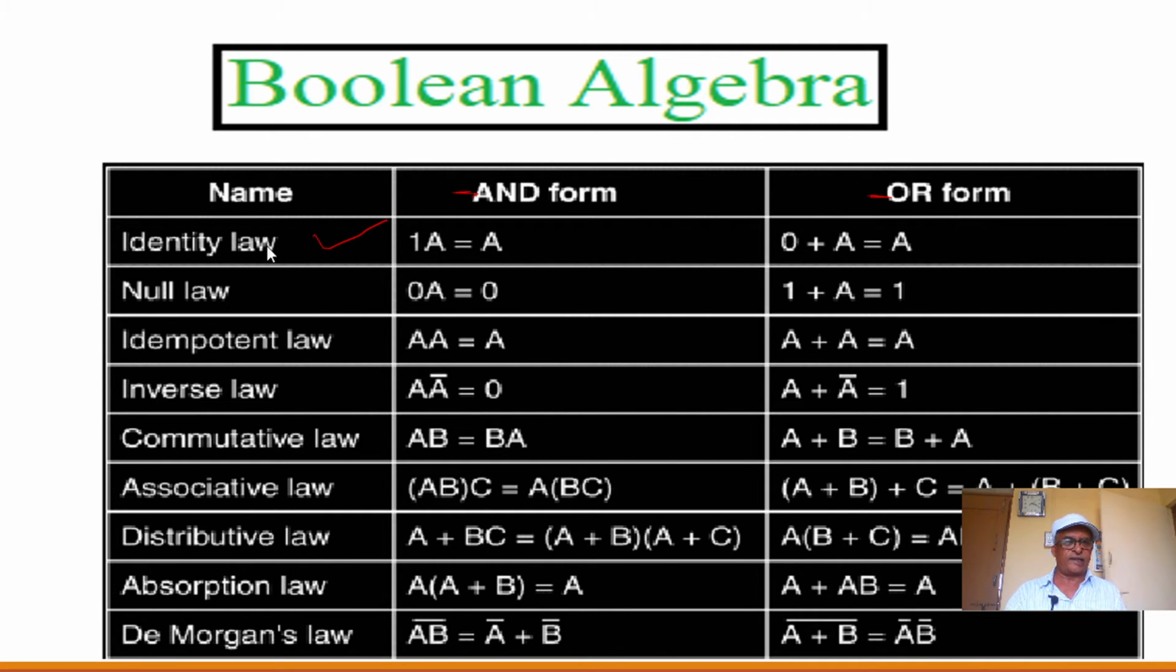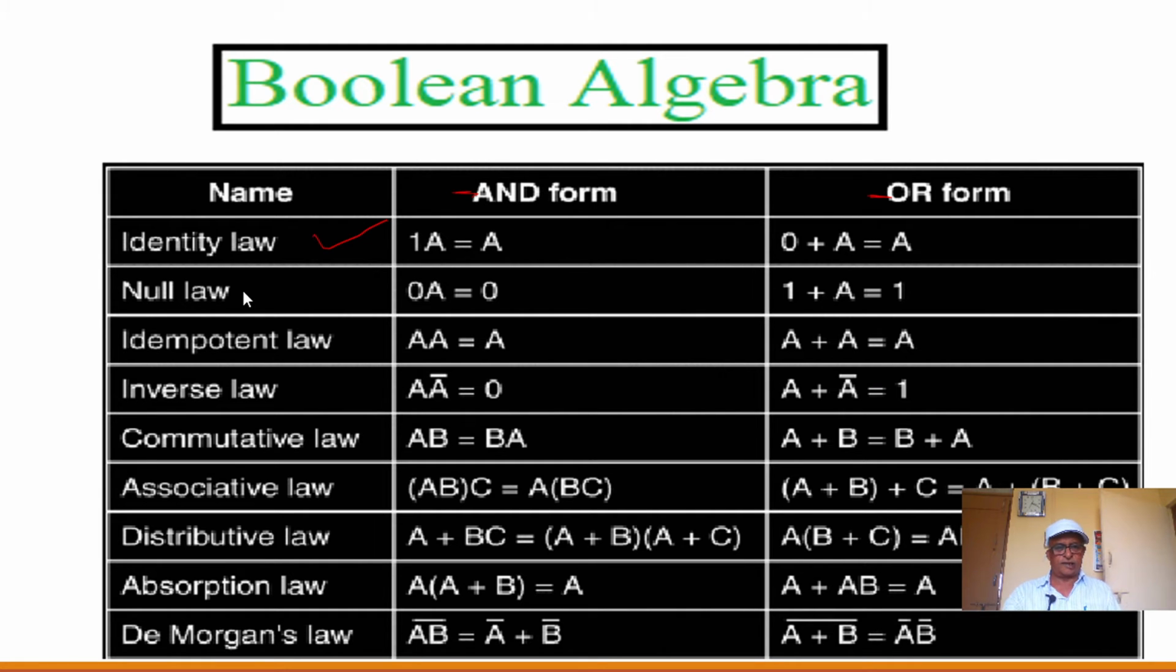So what is the identity? Means this input is unaffected in this identity law. So if in AND gate we multiply by 1, there is no effect. Similarly, if we add 0 in OR gate, there is no effect. Means identity remains as it is. Identity of A is not affected in this law.